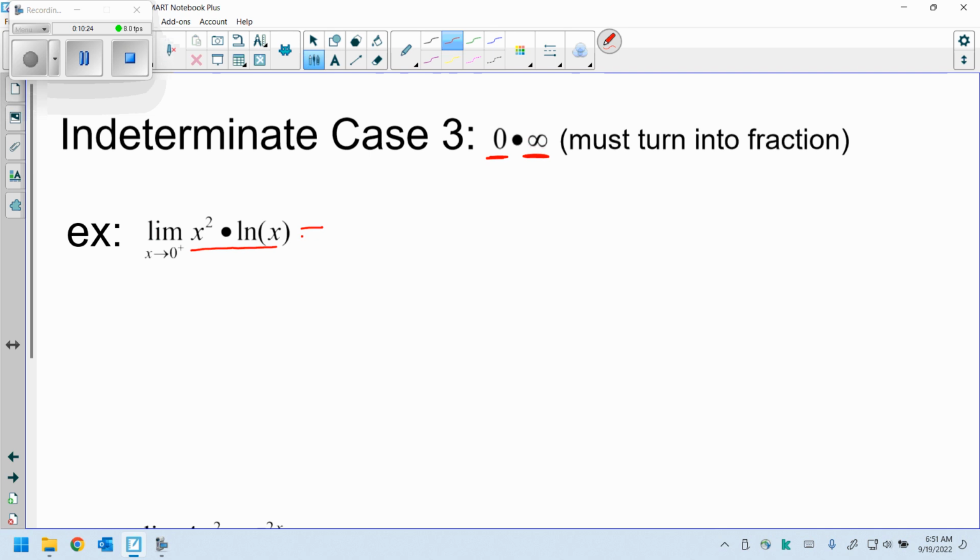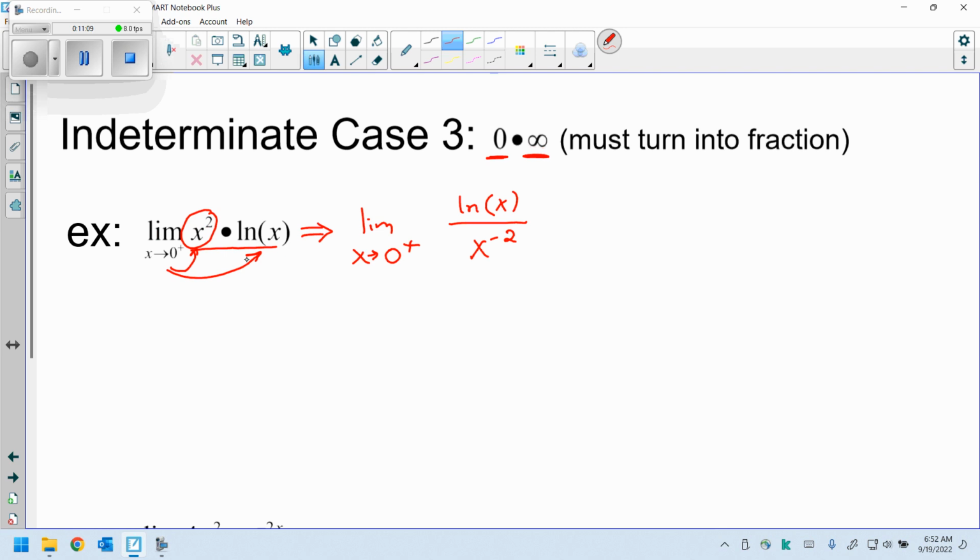The first job would be to rewrite this so it is in fractional form. Limit as x approaches 0 from the right, because we're dealing with natural log. How about if we keep natural log right here? But how can I put this to the bottom? Well, if I move it to the bottom, you would have a negative exponent. Now, if I put a 0 in place of these x's, I would have gotten 0 times negative infinity-ish.